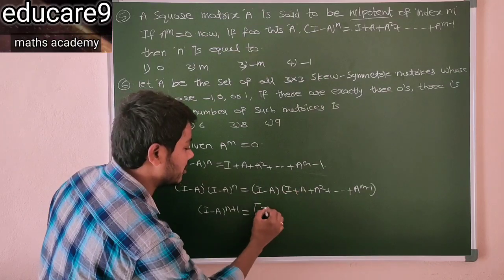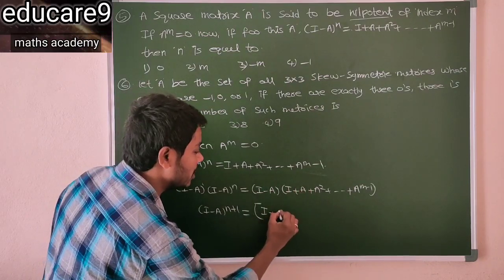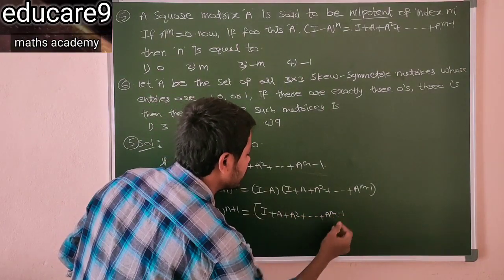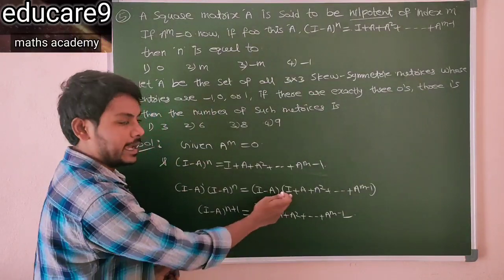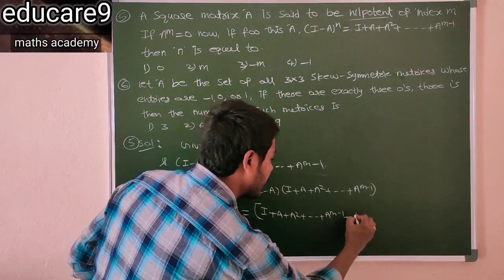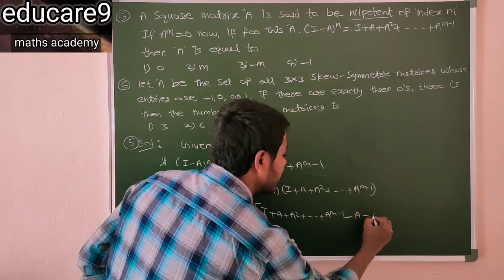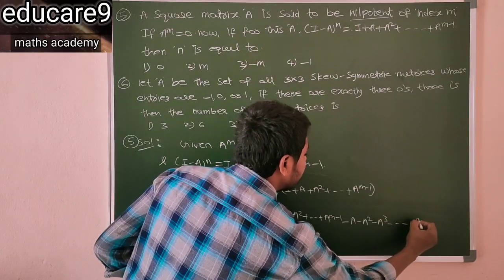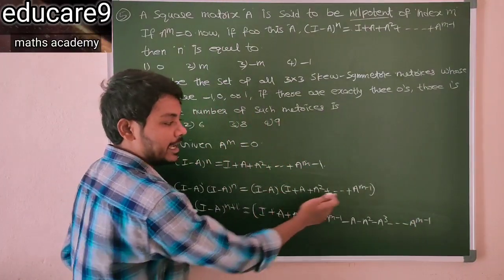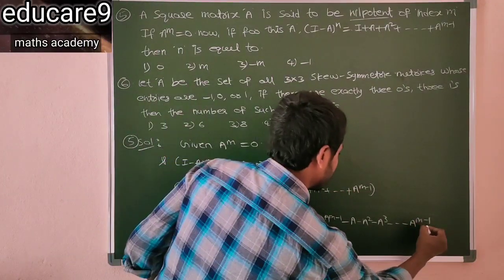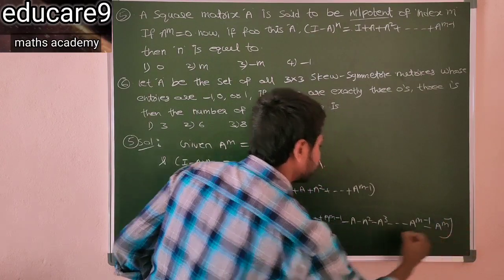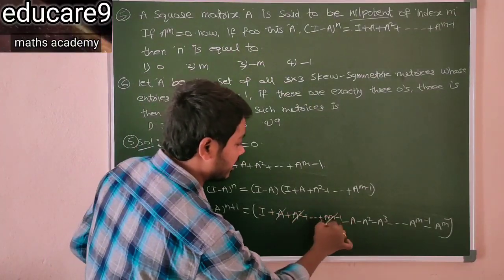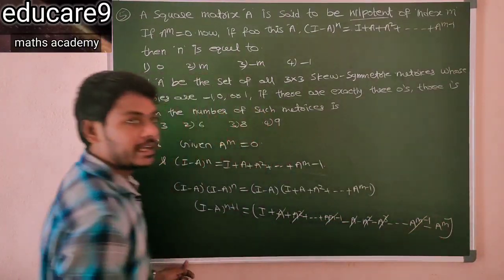I into I, again you will get I into A only, and similarly A^2 and so on up to A^(n-1), and minus A into I, you get A minus A into A, A^2 minus A^3 and so on minus A^(n-1). Next A into A^(n-1), that is minus A^n. Now here A^2 through A^(n-1), all terms should be cancelled.